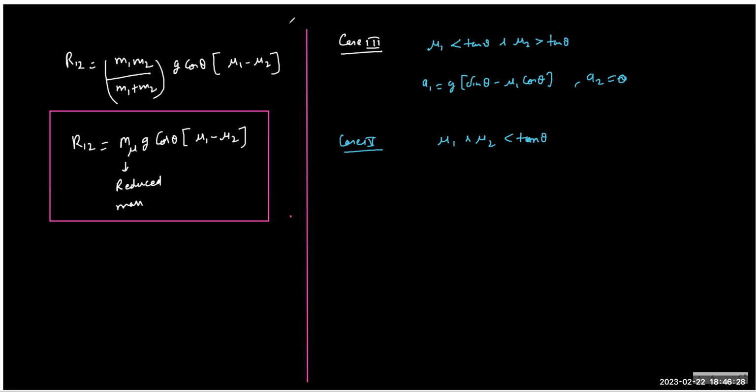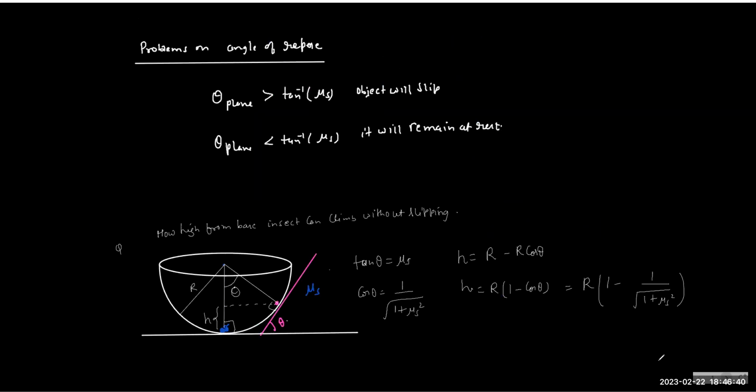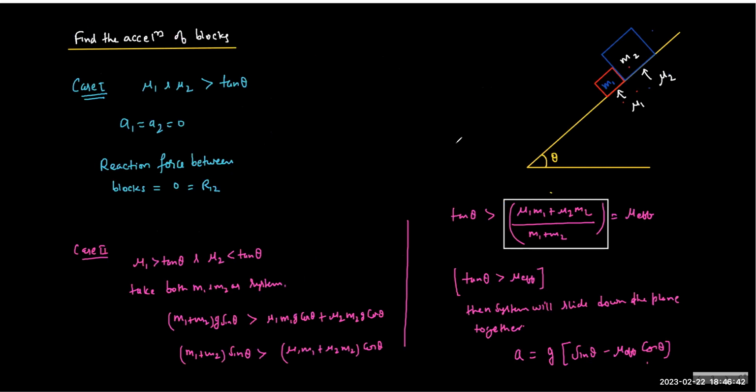What do you think? So separately. The answer is we can't say. We need some more information. So imagine the block M2 can move faster than M1. It means the acceleration of M2 is more than the acceleration of M1. What will happen? The M2 will hit back the M1.